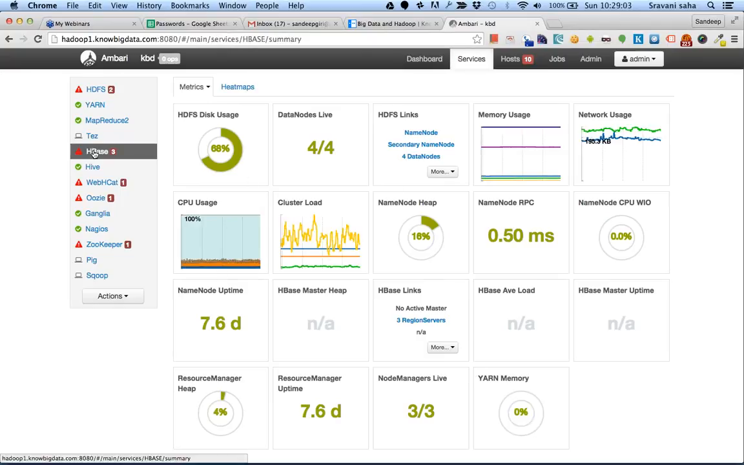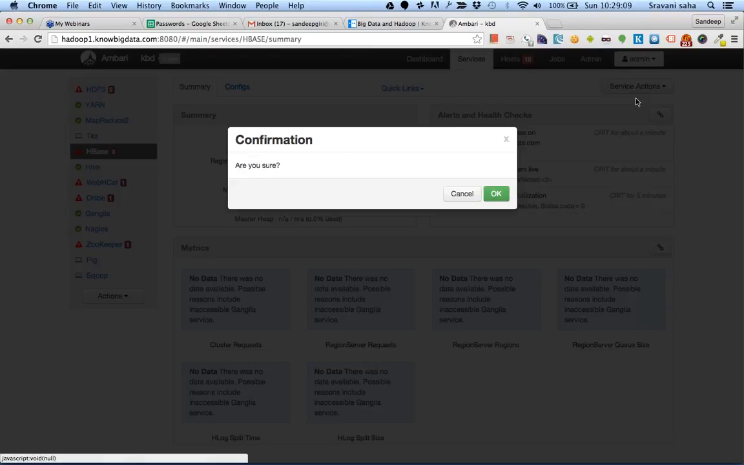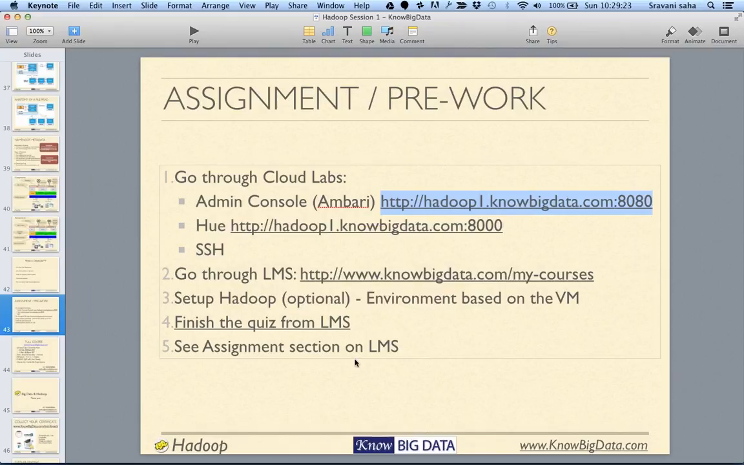Now you can see here the HBase is down. So let me try to start it. Okay, I'm starting it. We had shut down the HBase recently, purposefully. Okay. So the login is not provided to you yet. Only the candidates who have signed up will have the login and password in the learning management system.